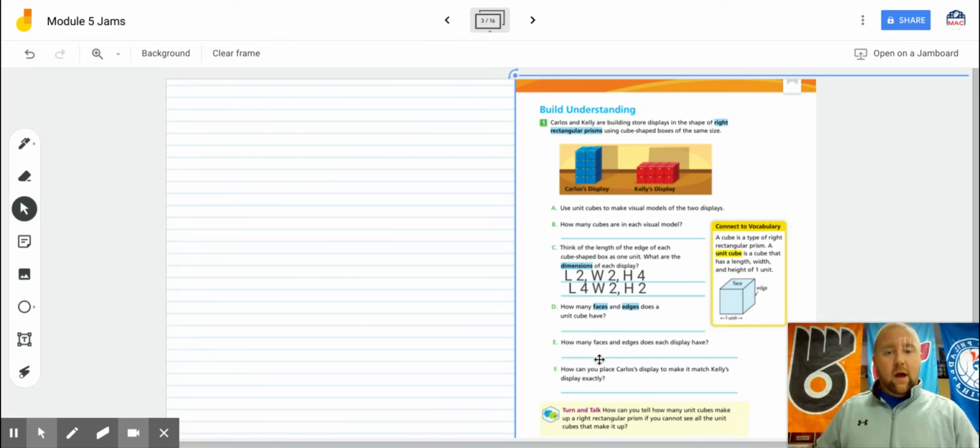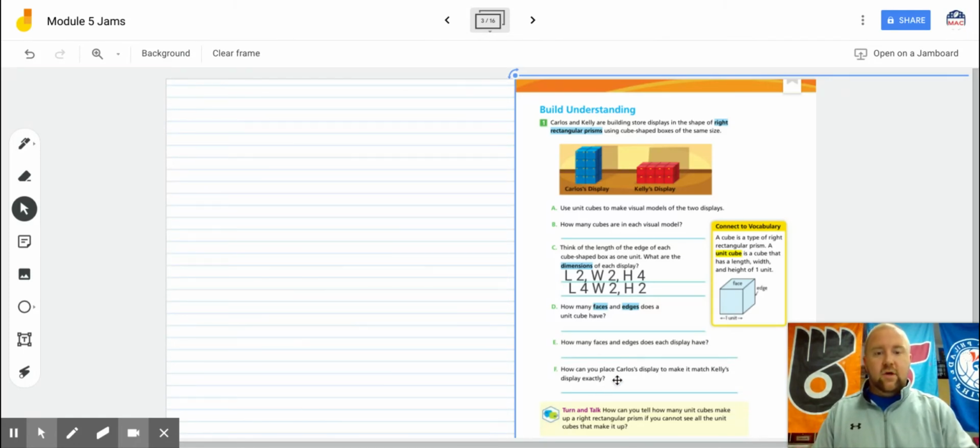All right. Now, when they ask about how many edges, faces, and everything else each of these displays have, if you were to count them, it would be the same, right? You would still have the same amount because it is a right rectangular prism. And a cube, if you take a cube and kind of just widen it out, it's not going to change the amount of faces or edges that are there. So unit cubes and right rectangular prisms have the same amount of faces and edges.